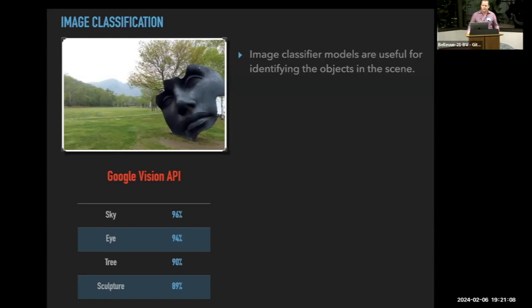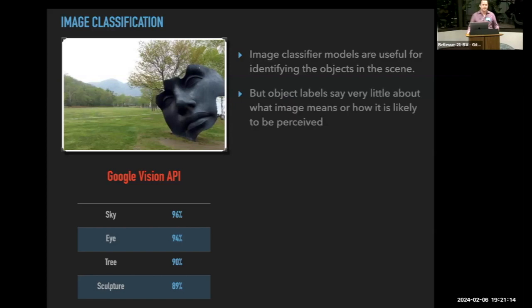And so these are very useful within a narrow case, but they also fail to tell me much about the psychological space that this image is embedded in, or what kinds of perceptions I can expect a user or a participant in an experiment to have from it, right?